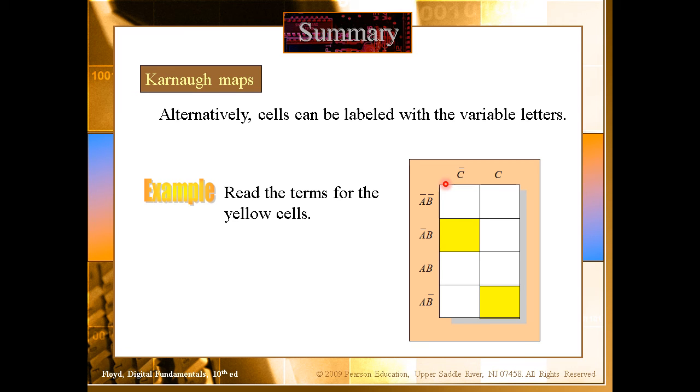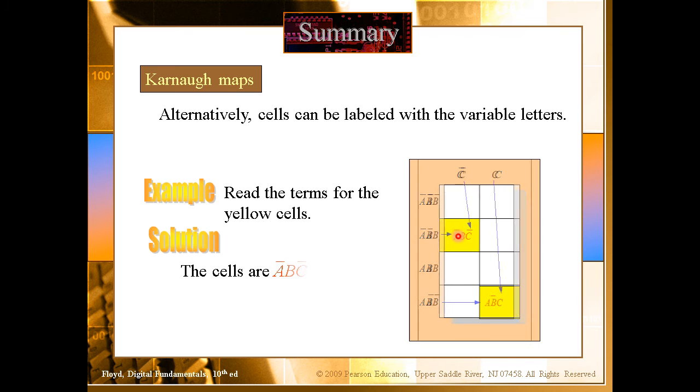Now, I have 2 different cells highlighted in yellow. Can you tell me what will be the combination for this cell? It is A prime, B, C prime, right? And what will be this cell? As you can guess, A, B prime, C, right? How do I know it? I got A B prime from my row, and I got C from here. And for this cell, I got A prime B from the left side, and I got C prime from the top side.